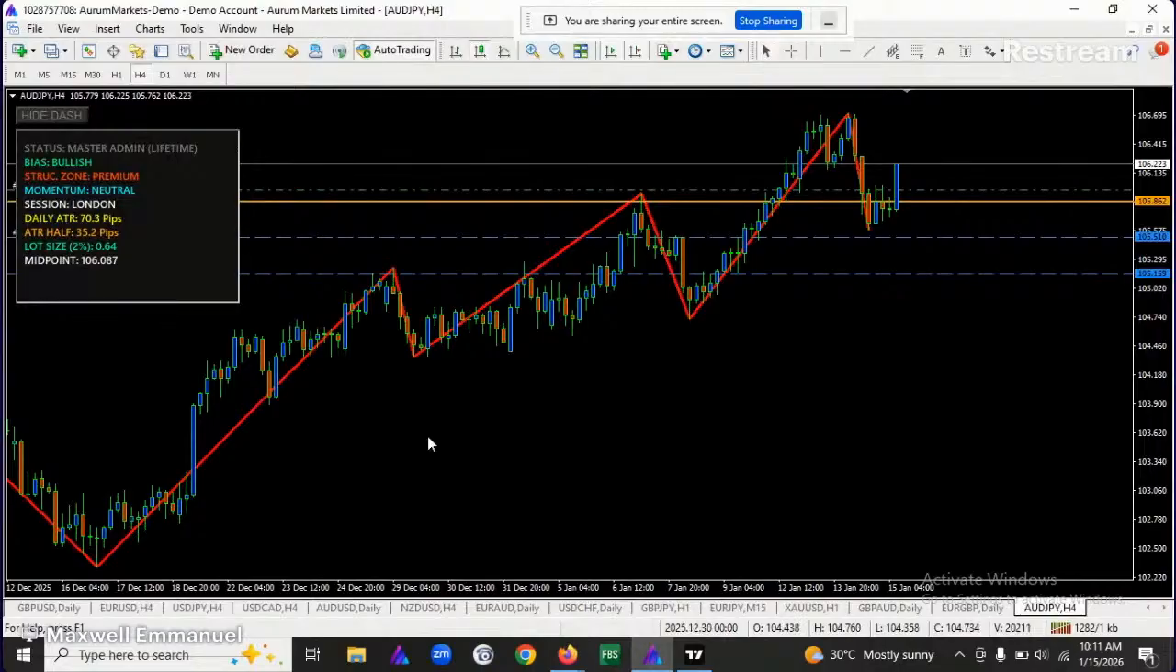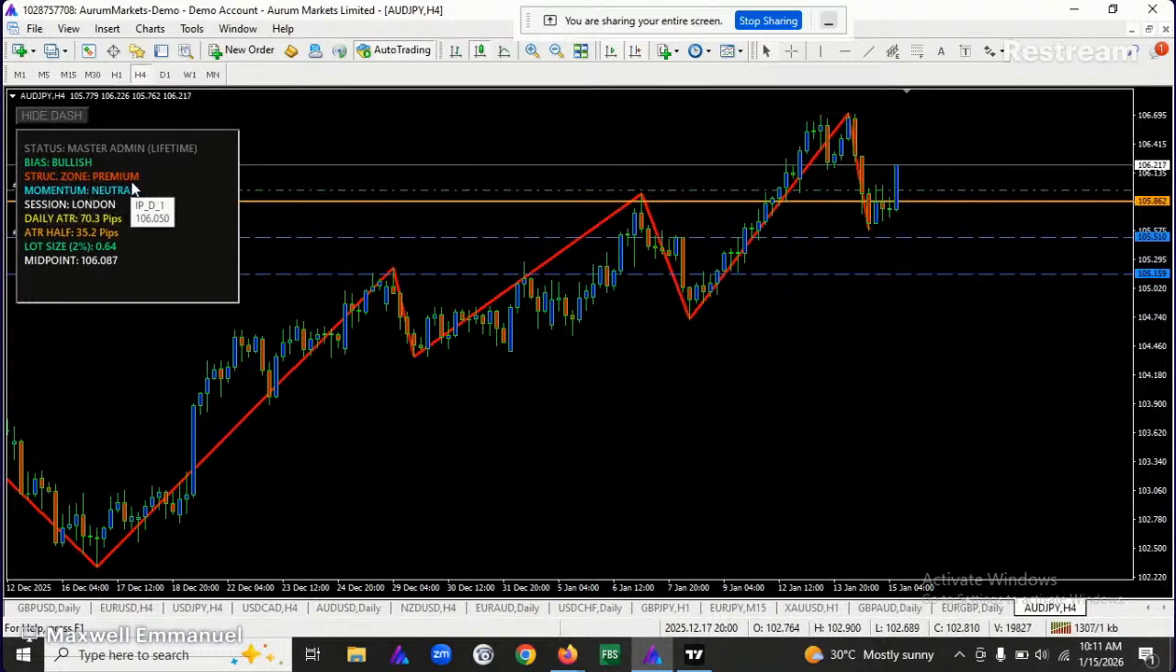So this is the trade I took today on Australian dollar JPY. And you can see the signal here. The bias for today is bullish. That is the reason I am buying Australian dollar JPY.